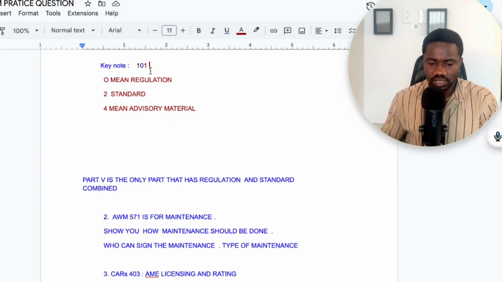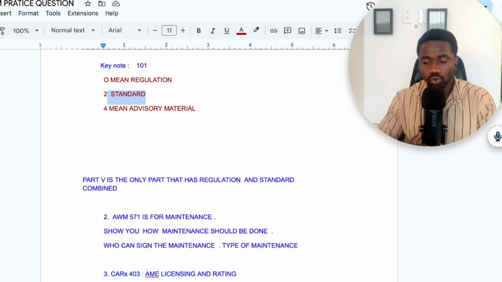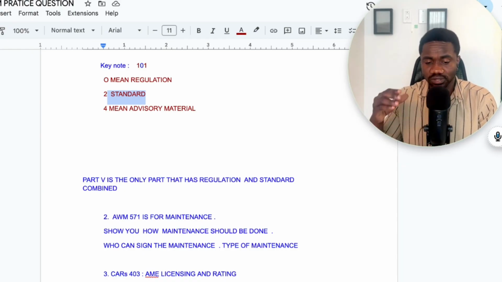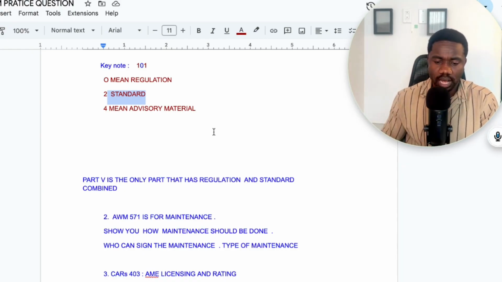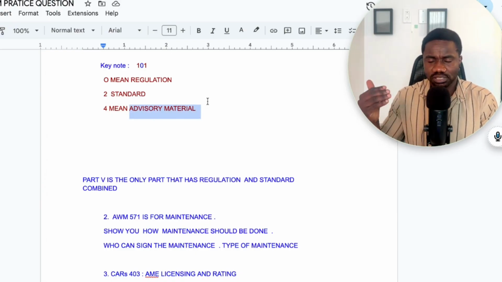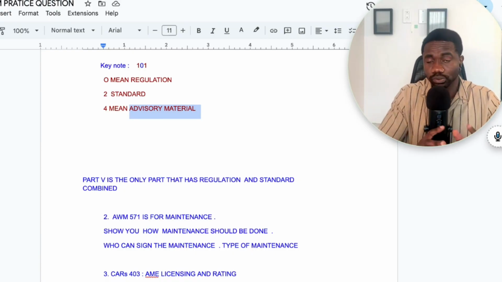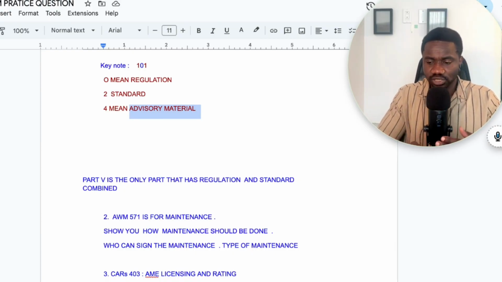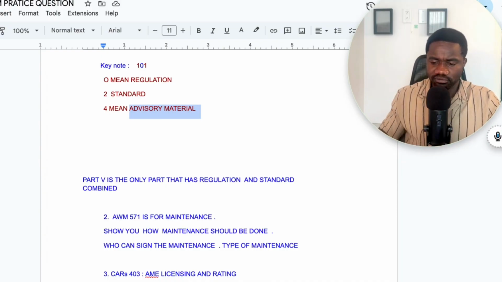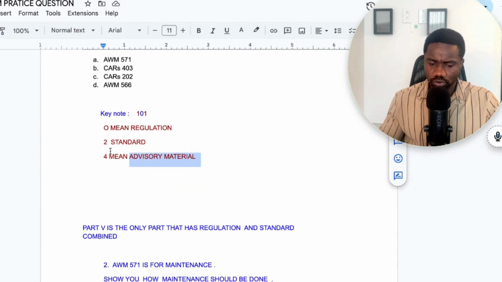That is a regulation. If the middle number is a 2, it's a standard. Basically, a standard tells you how to do something, the procedures of how to do something. If it's a 4, it's advisory material. Advisory material is additional information, additional guidance to a regulation. But for the most part, you will see 0 and 2.